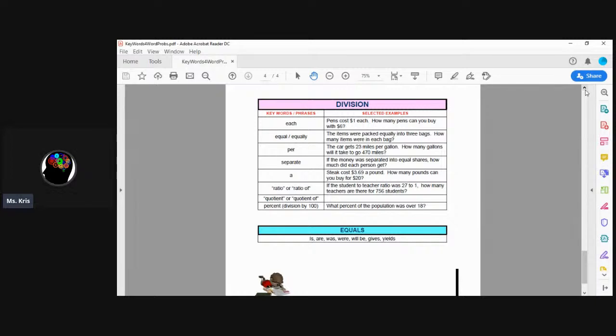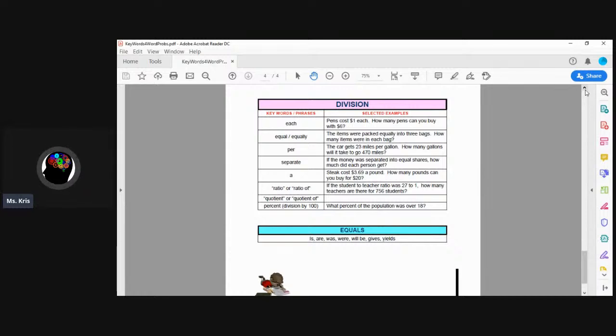Next, we have per. You will see per a lot. Per is usually done when you're doing rate, unit rate, proportion, stuff like that. Well, ratio and rate, unit rate specifically. So a car gets 23 miles per gallon. How many gallons will it take to go 470 miles?